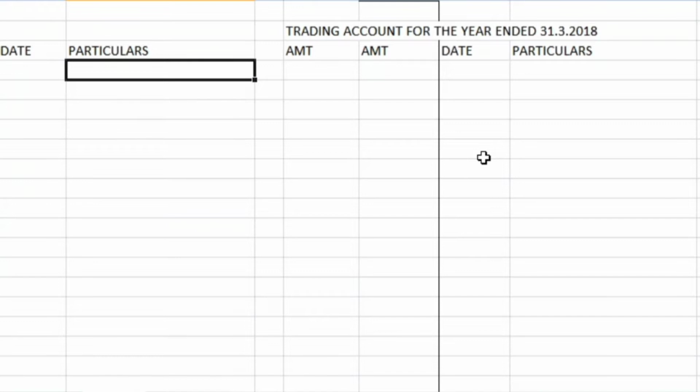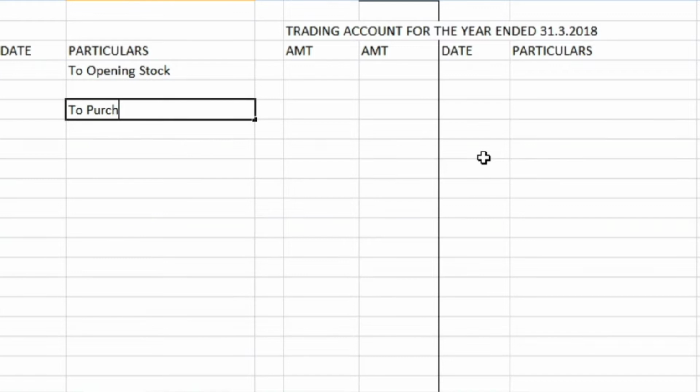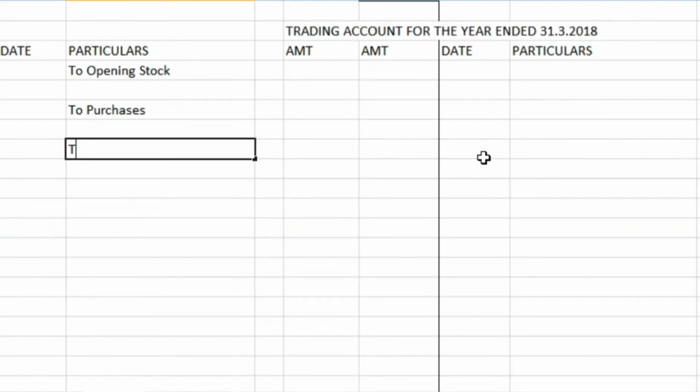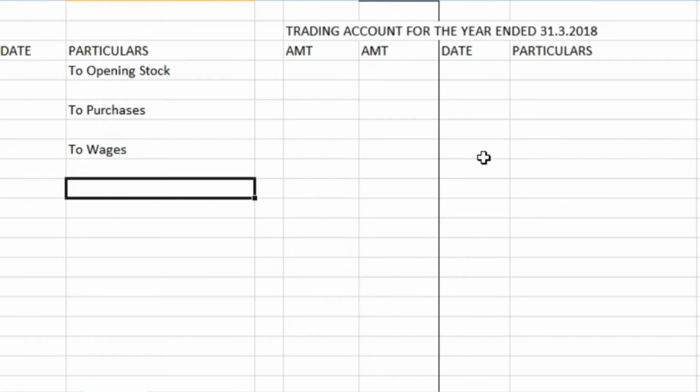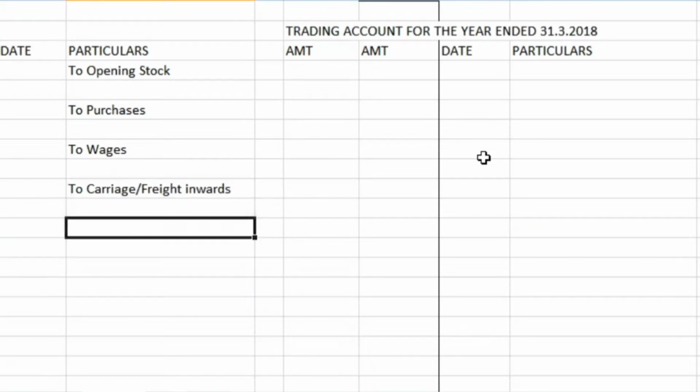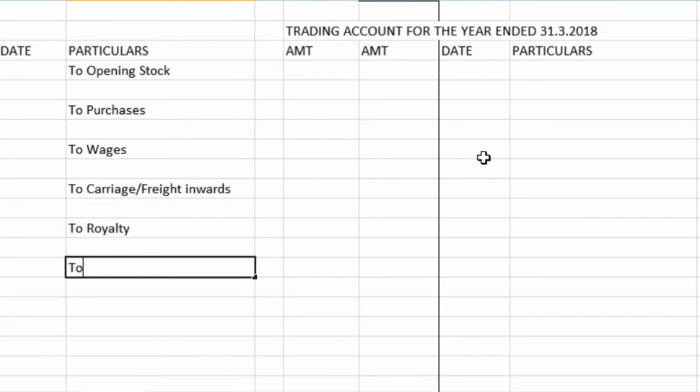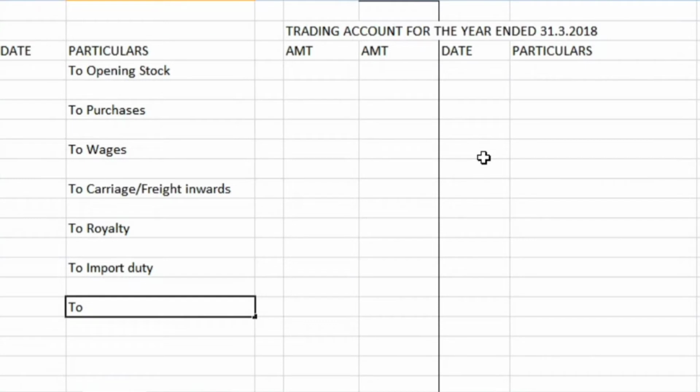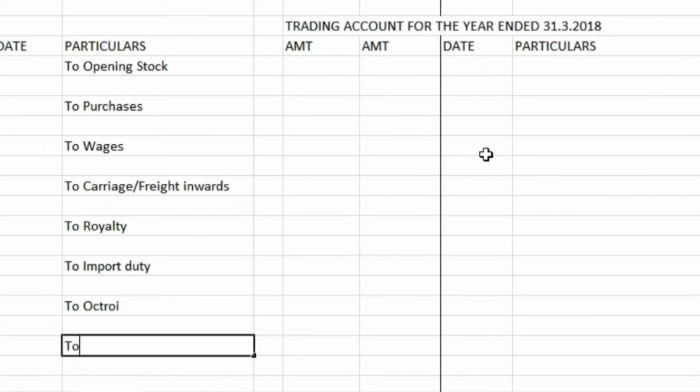So starting from the debit side, the first item is going to be 'To opening stock', then 'To purchases', 'To wages', 'To carriage', or write in words, 'To royalty', what else is there, 'To import duty', and 'To octroi', 'To cost of goods sold'.